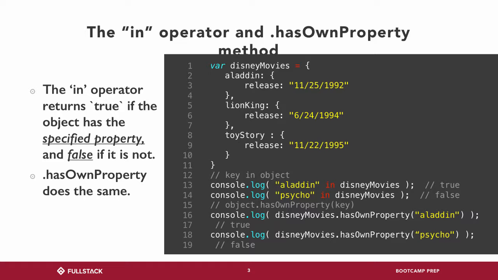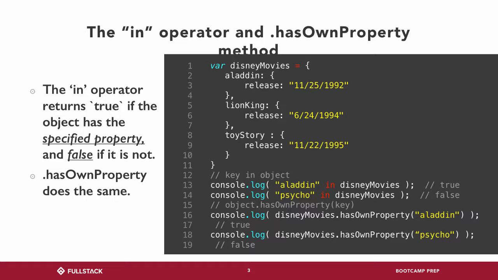The in will check, in this instance where we have this movie object, and we want to see if Aladdin, the key, is in Disney Movies, the object. Take note that the Aladdin is in quotes because keys are strings. This will return a Boolean of true or false, so whether or not that key is in the object.